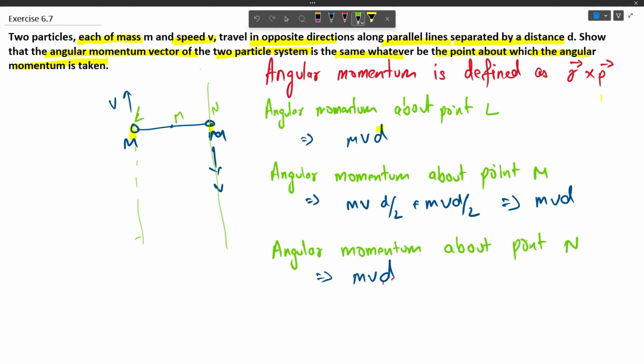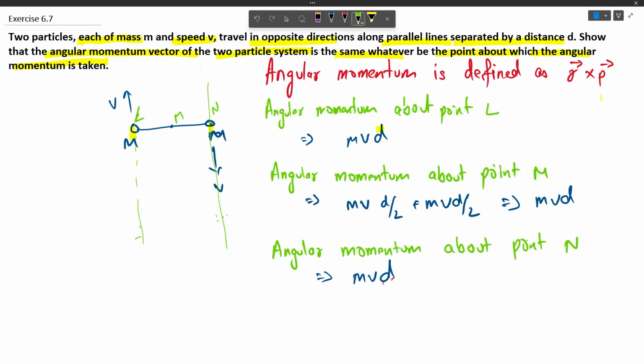There are two particles, one particle at L and another particle at N. They are moving parallel to each other. These two lines represent the parallel movement of the two particles. One particle is moving up and the other particle is moving down. So we have to prove that irrespective of where you take the angular momentum from, it is going to be constant. We have taken 3 points, L, M and N. M is exactly at the midpoint of the line connecting these two particles at the moment.